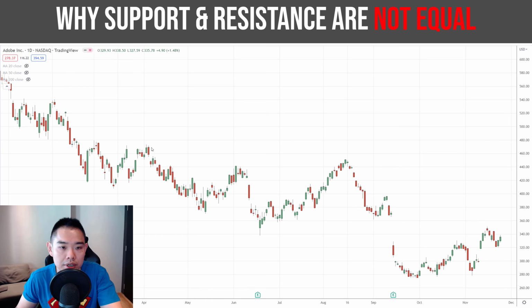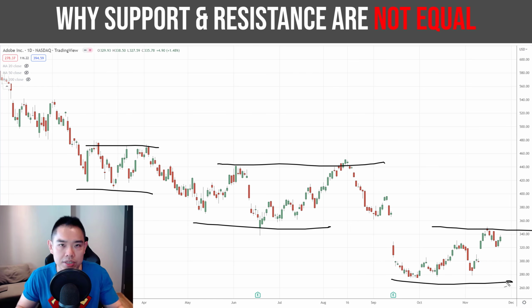Let me give you another example. This one over here, this stock is Adobe. This market is in a downtrend. Let's say you draw resistance, resistance, resistance. Let's say this one here is resistance. And this is support, support, support. Let me ask you, is support stronger or resistance stronger in this market structure?